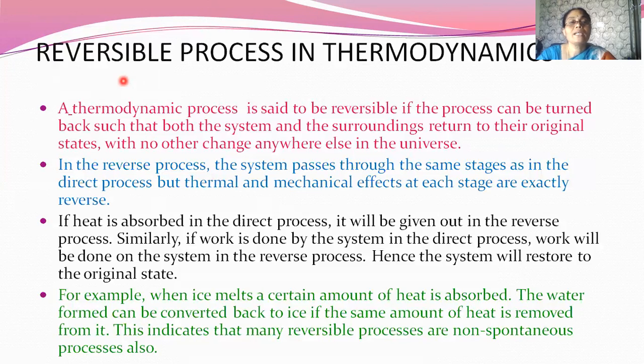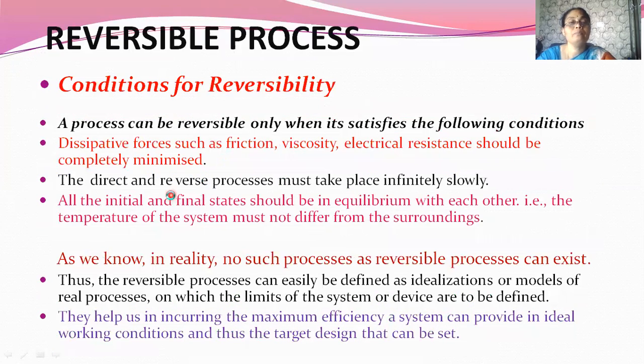First one is the reversible process in thermodynamics. A thermodynamic process is said to be reversible if the process can be turned back such that both the system and the surroundings return to their original states with no other change anywhere else in the universe. In the reverse process, the system passes through the same stages as in the direct process, but thermal and mechanical effects at each stage are exactly reversed.